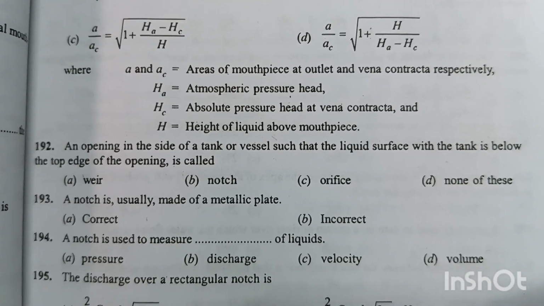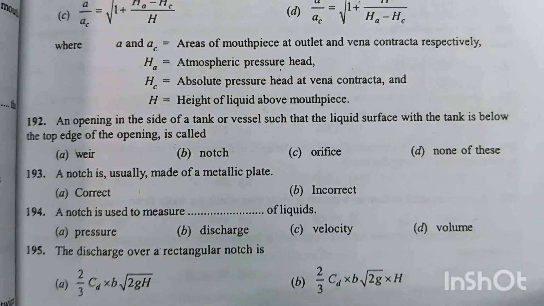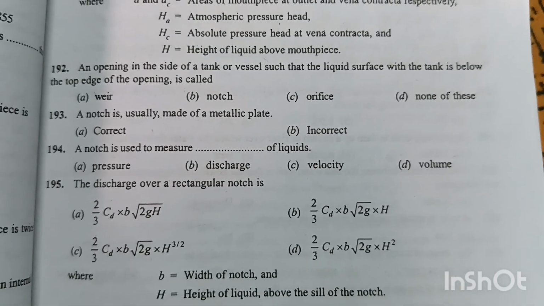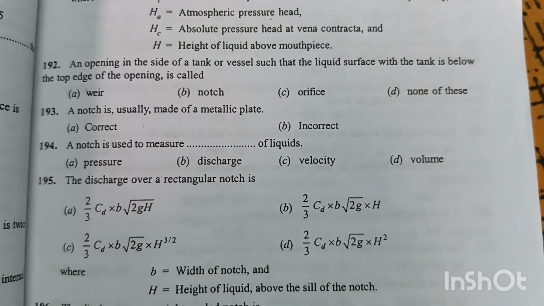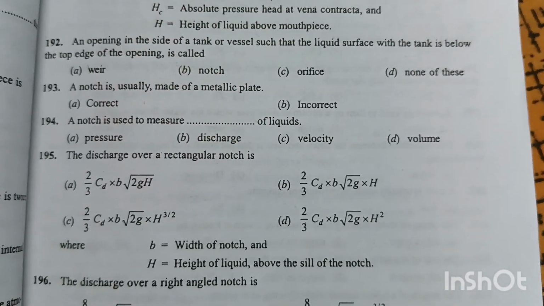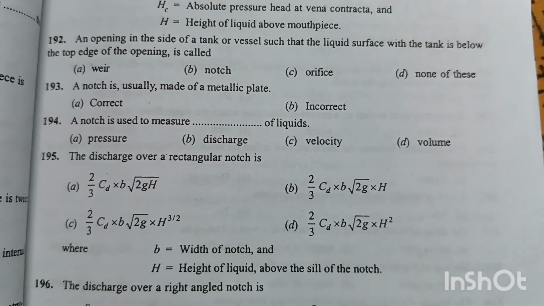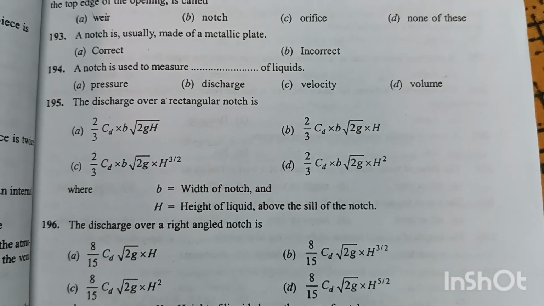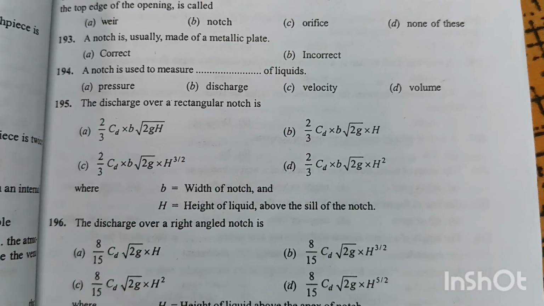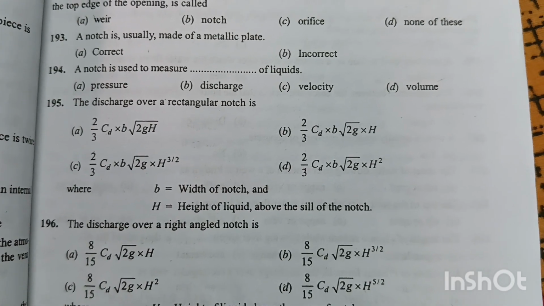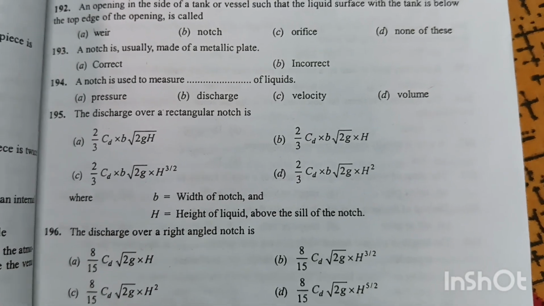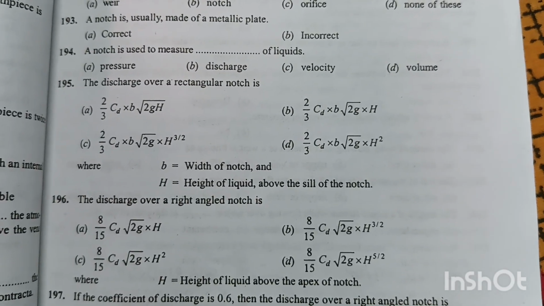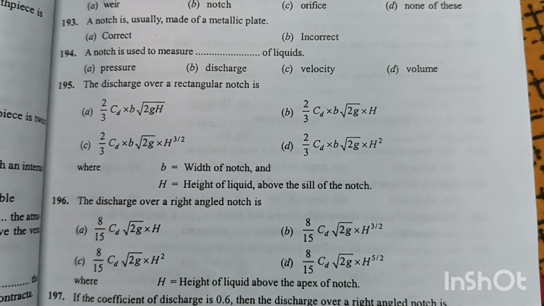Question number 195. The discharge over a rectangular notch is: Option C is right answer. Q equal to 2 by 3 CD into B into root over 2G into H to the power 3 by 2, where B is the width of the notch and H is the height of the liquid above the sill of the notch. Question number 196. The discharge over a right angle notch is: Option D is right answer. Q equal to 8 by 15 CD into root over 2G into H to the power 5 by 2, where H is the height of the liquid above the apex of the notch.